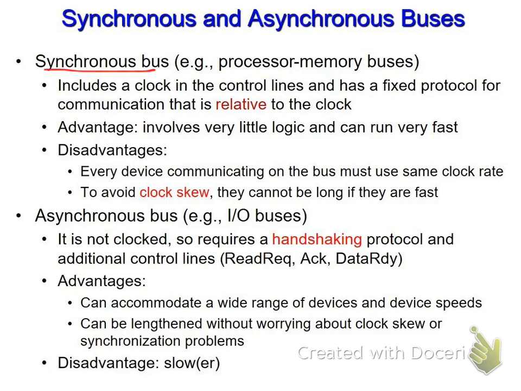So with this synchronous bus, of course, it will include a clock in the control lines. Advantage: it will involve very little logic, and it can run very fast. So I have a clock, and I will run with whatever the clock rate is. I don't have to have a lot of logic to do that, as we will see in the difference with the asynchronous. Disadvantage: unfortunately, all the devices on that particular bus have to use the same exact clock rate. So if I have, as an example, a slow clock rate, and I have another device that can work with a higher rate, it will just stick with whatever I have.